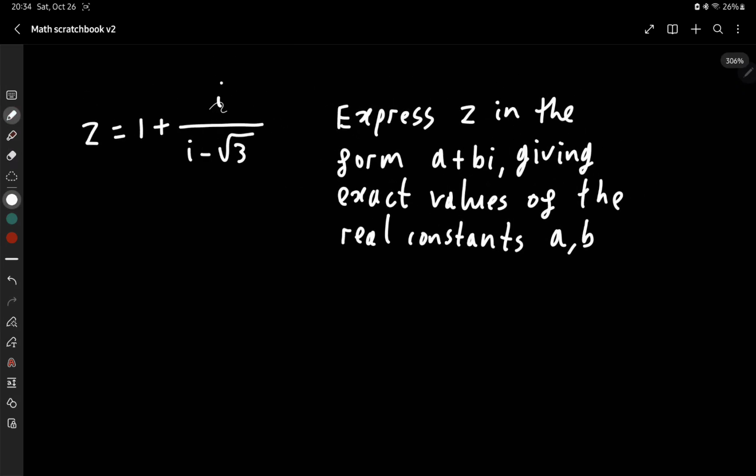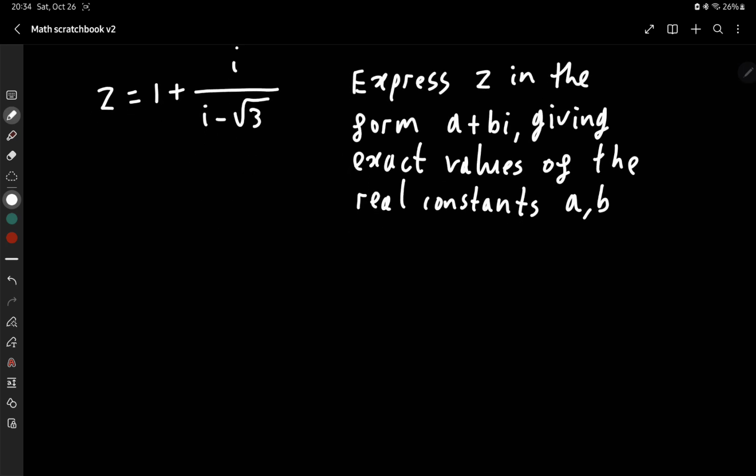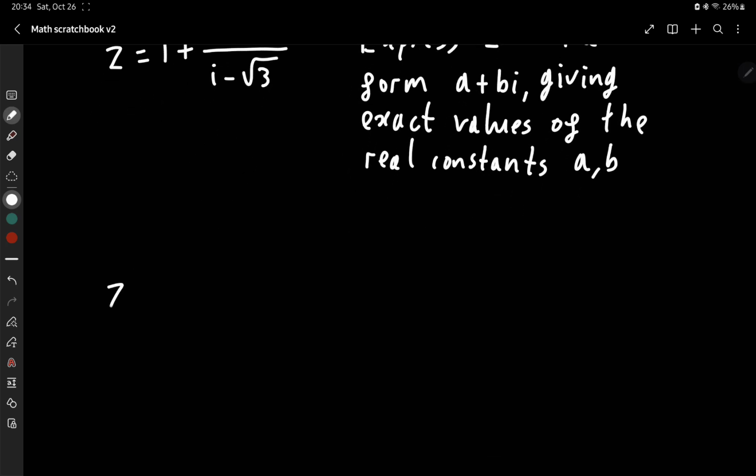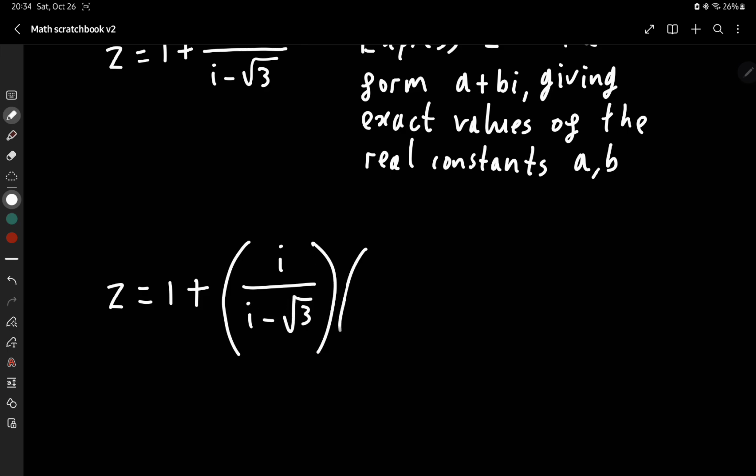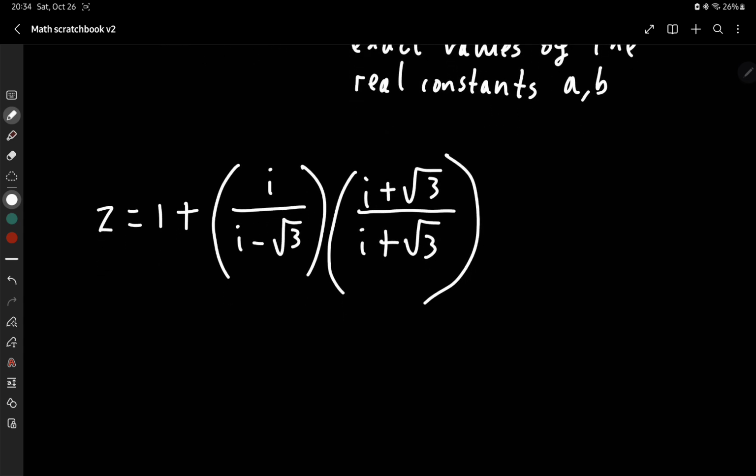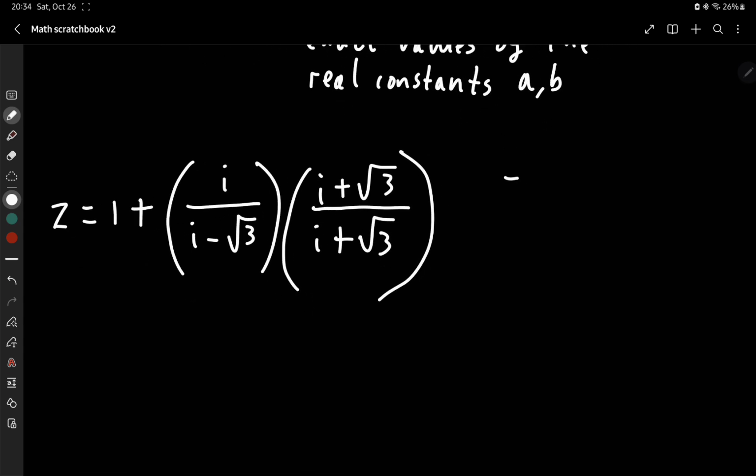So what I would do first is, well, there's a surd here. We can take the complex conjugate of this. So if we split that up, we get z is (1 plus i) over (i minus square root 3), and then multiplying by the complex conjugate will give you (i plus square root 3) over (i plus square root 3). Because remember, when you take the conjugate of anything, it changes the minus to a plus or the plus to a minus.